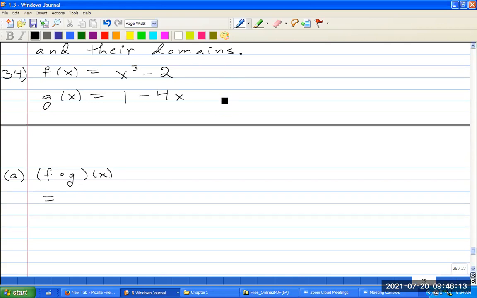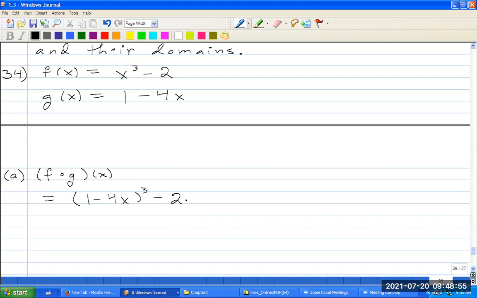Wherever I see an x in the formula for F, I'm going to replace x here by the formula given by G. So wherever I see an x, here I'm going to replace x by 1 minus 4x. So in this formula, I'm going to replace this x by 1 minus 4x. So this is equal to replacing x by 1 minus 4x: 1 minus 4x quantity cubed minus 2.